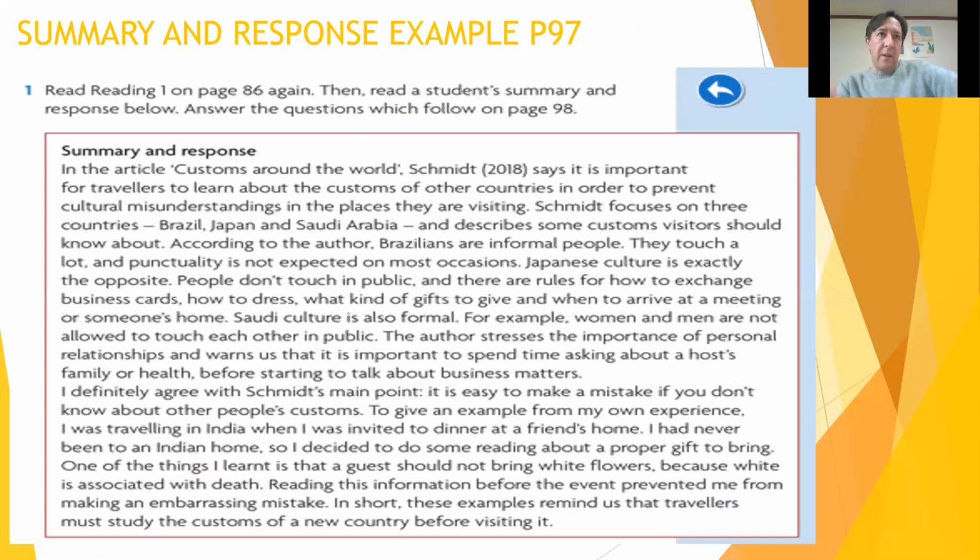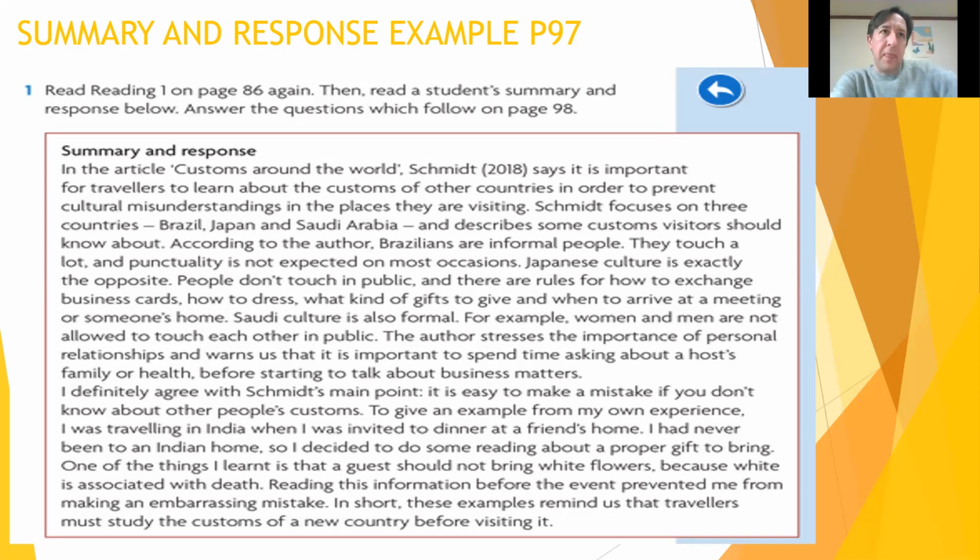Right, and now the next part in your book, page 97, here is an example of a summary and response. Okay, so this is connected to reading 1 from Unit 4, which we read together. It was about Customs Around the World by Andy Schmidt, page 86. So if you need to, you can have a look at that again. And then let's have a look at this summary and response example. Remember, it's 2 paragraphs. The first one is the summary, the second one is the response. Now the language is important.